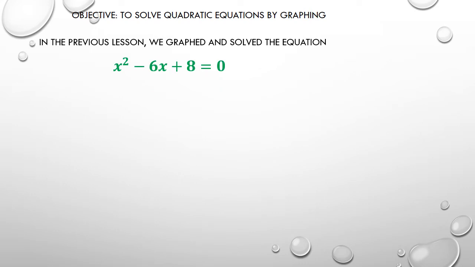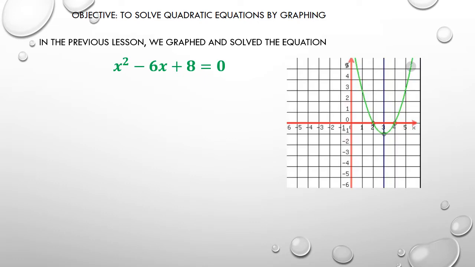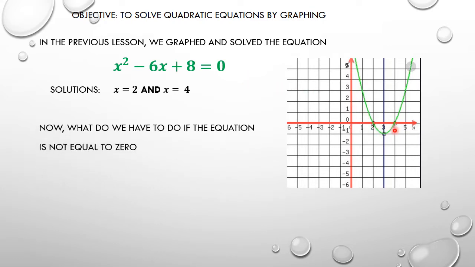In the previous lesson, we graphed and solved the equation x squared minus 6x plus 8 equals 0. And we got this graph. This is the parabola of this equation. We had two solutions, x equals 2 and x equals 4. Now, what do we have to do if the equation is not equal to 0? I don't have 0 here.